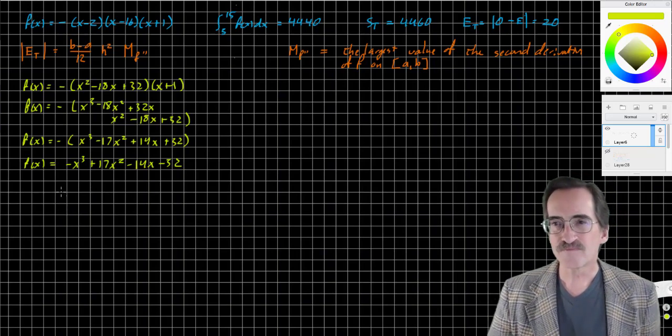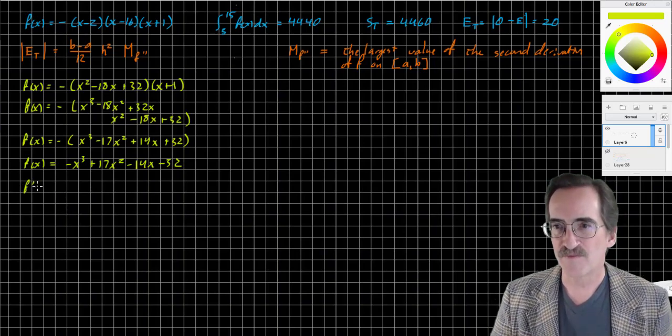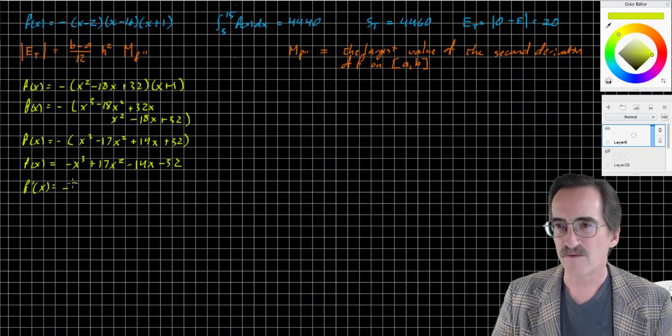Okay, now let's take the first derivative. Luckily it's not too hard. Negative 3x squared plus 2 times 17 is 34x minus 14. And the second derivative, 3 times 2 is negative 6x plus 34.